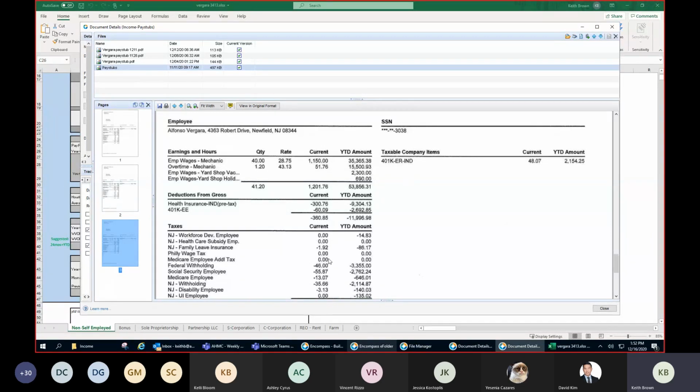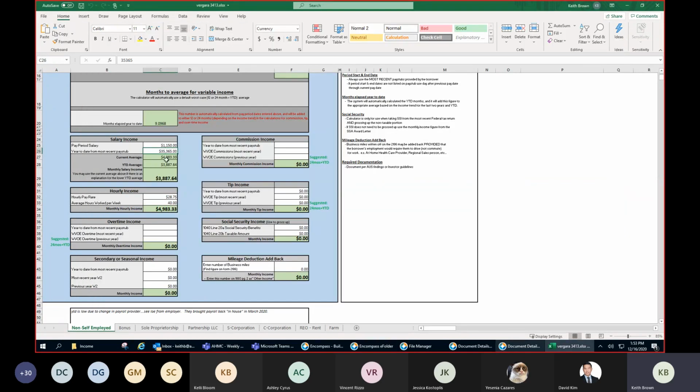So in this case, it's easy: 35,365 around that. So now what we saw here, and this is why we use this as an example. Look here. His current pay is $11.50. That matches his hourly rate at 40 hours at $49.83. Okay. Look at my year-to-date average based on my pay stub. Extremely low by $1,100.